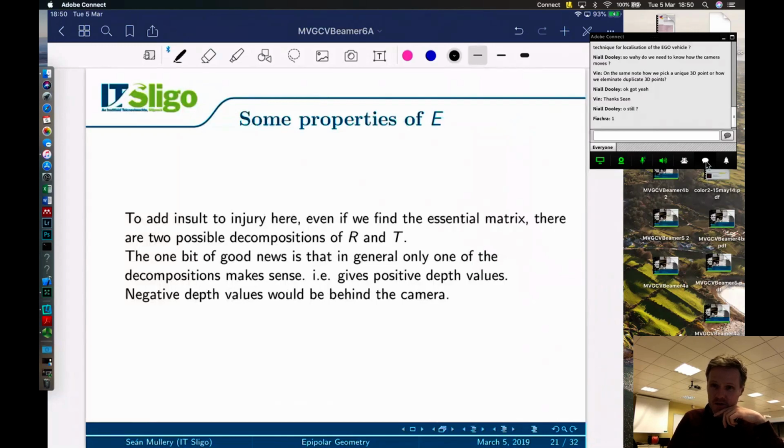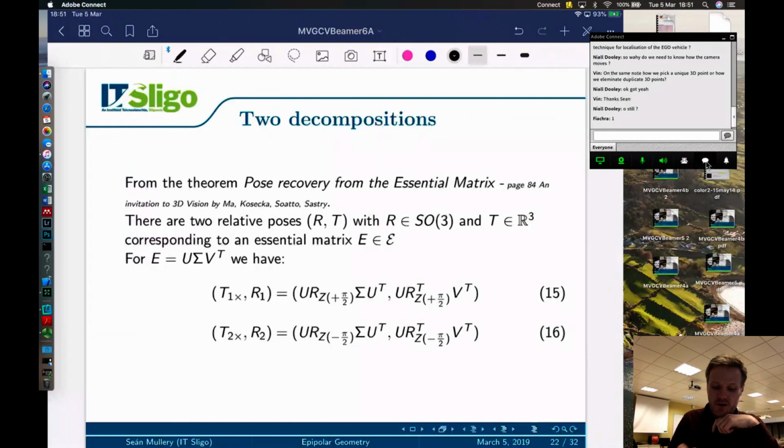So to add insult to injury, even if we find the essential matrix, there are two possible decompositions for the rotations and translations. One bit of good news is that in general, only one of the decompositions makes sense. If you do the decompositions, you can test them out, and only one will give you positive depth values. The other one will give you negative depth values, suggesting that the thing is behind the camera instead of in front of it, which clearly couldn't be correct.